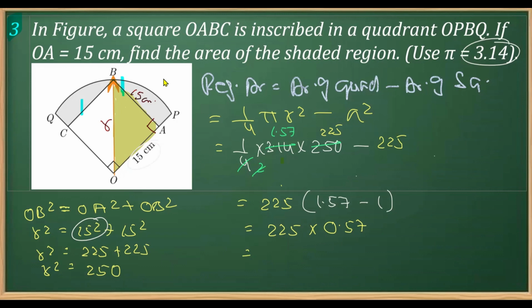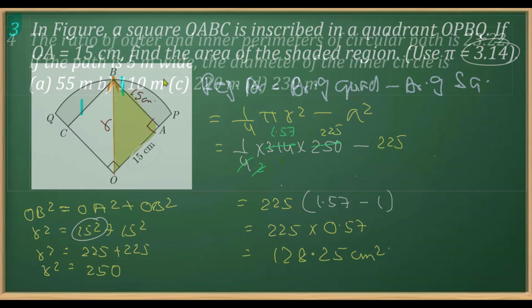So 2 to 5 multiplied by 0.57. So it should give you how much? Let me cross check it. We have 2 to 5 multiplied by 0.57. So it comes out to be 128.25, and it's in centimeter square. So that's how we get the answer of this.